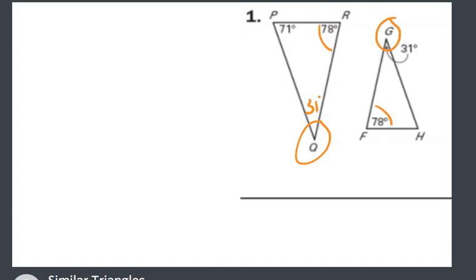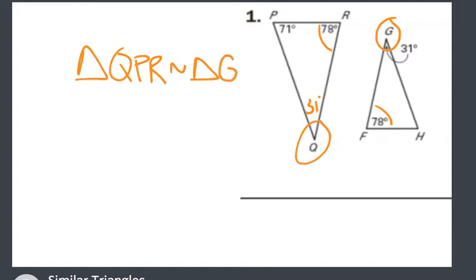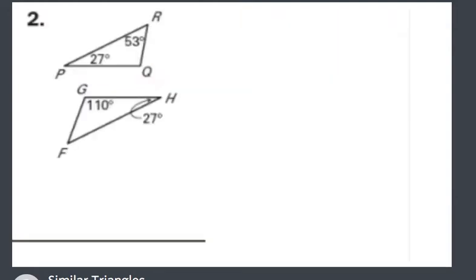And we do need to name them because it says if they are, write a similarity statement. So we're going to name them. The first one, I'm just going to call it QPR. You can name them in any order for the first one, and then you just have to match that order. Since Q matches with G, G will be first. And then angle P would have to match with angle H, and angle R matches with angle F. So triangle QPR is similar to triangle GHF.